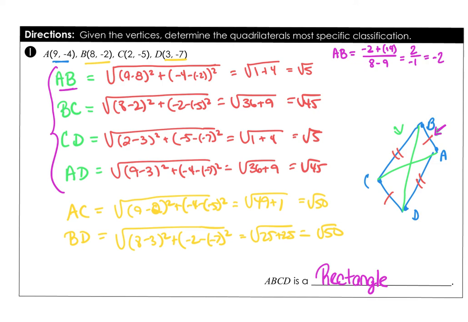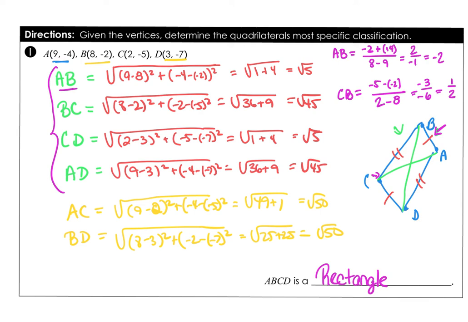All right? And then I can take the slope of C to B. So B to C, I would say y2 minus y1 over x2 minus x1. And so I would get negative 5 minus a negative 2, which is negative 3. And 2 minus 8, which is negative 6. That would give me positive 1/2.